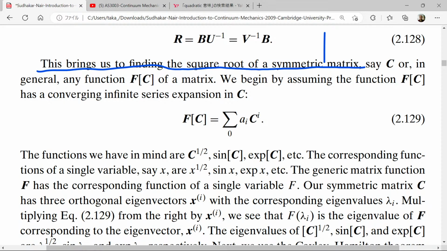The functions we have in mind are C to the power 1/2, sine C, exponential C, etc. The corresponding functions of a single variable, say x, are x to the power 1/2, sine x, exponential x, etc. The generic matrix function f has the corresponding function of a single variable f.